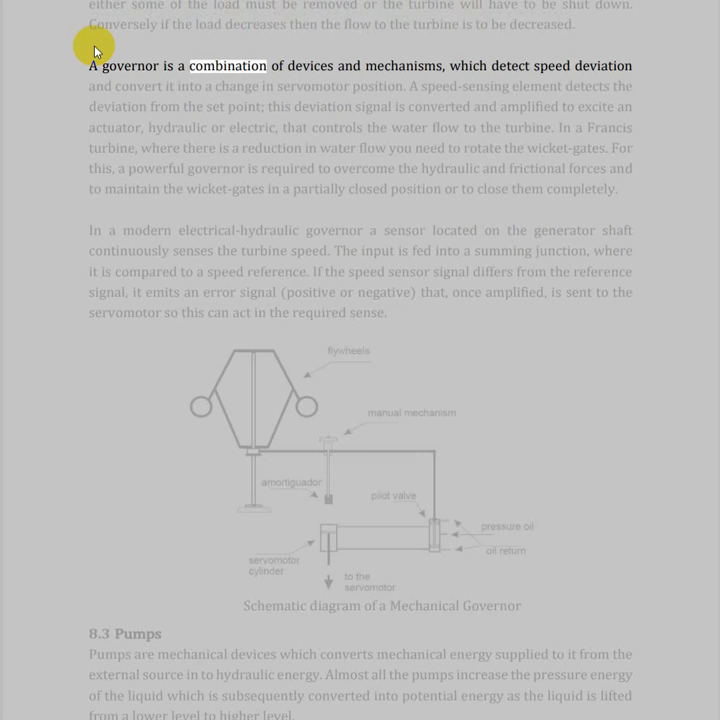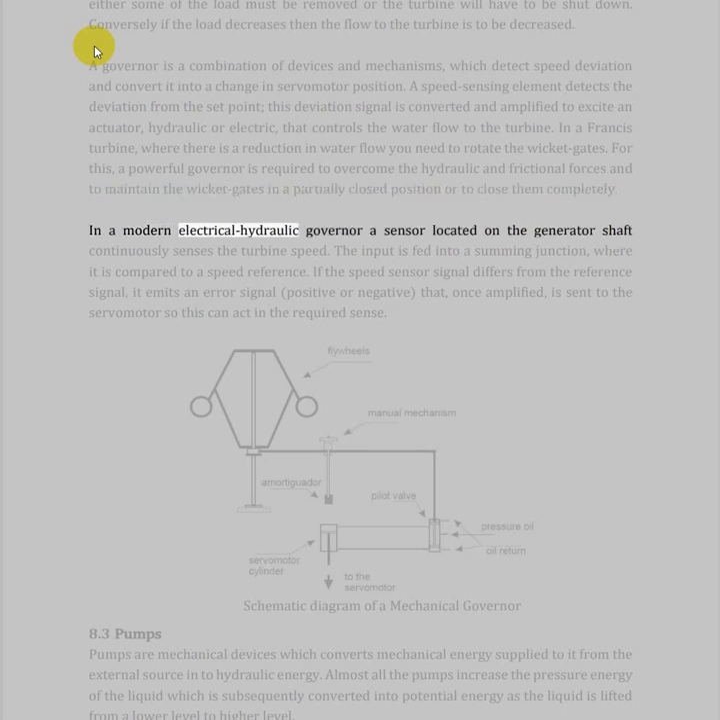A governor is a combination of devices and mechanisms which detect speed deviation and convert it into a change in servomotor position. A speed sensing element detects the deviation from the set point. This deviation signal is converted and amplified to excite an actuator, hydraulic or electric, that controls the water flow to the turbine. In a Francis turbine, where there is a reduction in water flow, you need to rotate the wicket gates. For this, a powerful governor is required to overcome the hydraulic and frictional forces and to maintain the wicket gates in a partially closed position or to close them completely.